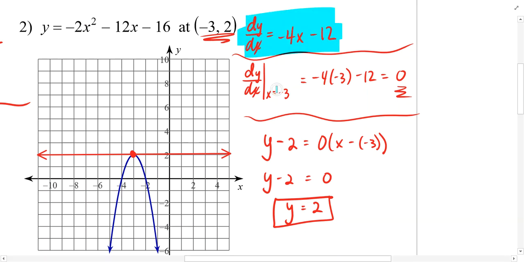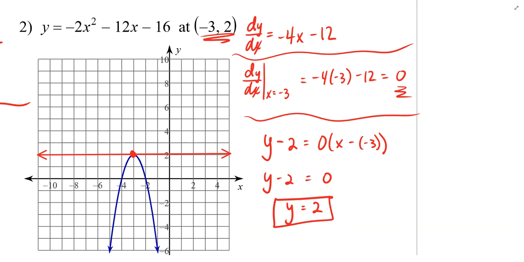With that rule, we evaluated it at a value of negative 3 for x. And so negative 4 times negative 3 is negative 12. I'm sorry, positive 12. Positive 12 take away 12 is 0. So our slope at this point is 0, which visually looks about correct. And as we make our substitution and simplification, we end up with the equation y equals 2. And this line does appear to be tangent to the blue curve at the point (-3, 2).